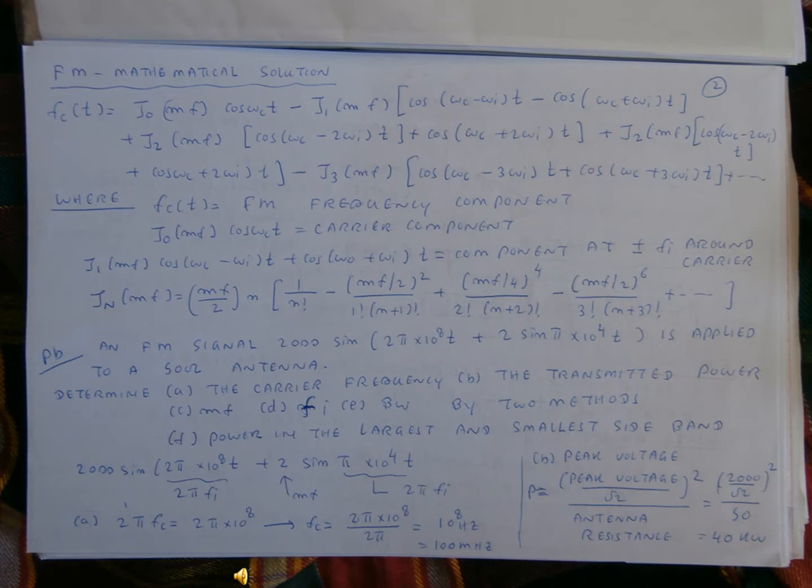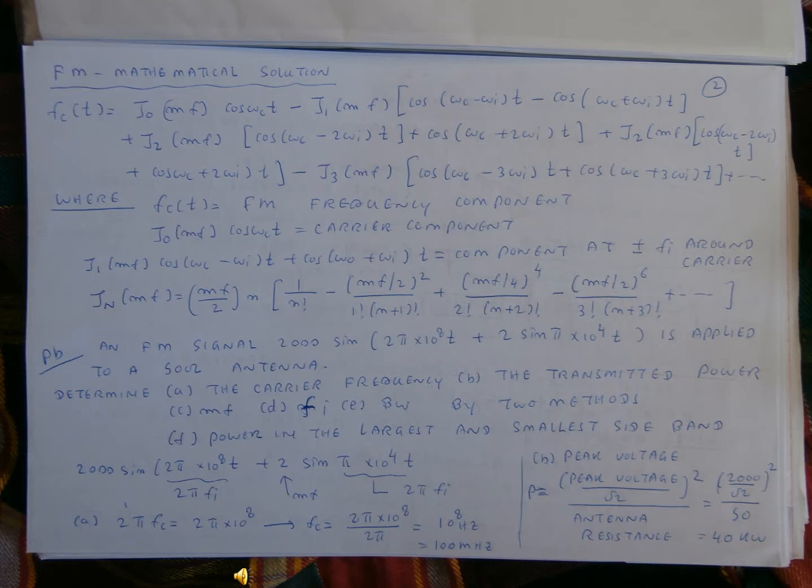So we write down the general equation: 2000 sin(2π × 10^8 t + 2 sin(π × 10^4 t)). In this case, 2π × 10^8 is similar to 2πfc. So mf value is 2, and also 2πfm is π × 10^4. So 2πfc is equal to 2π × 10^8. Therefore fc is equal to 2π × 10^8 divided by 2π. You get 10^8 hertz, or 100 megahertz.